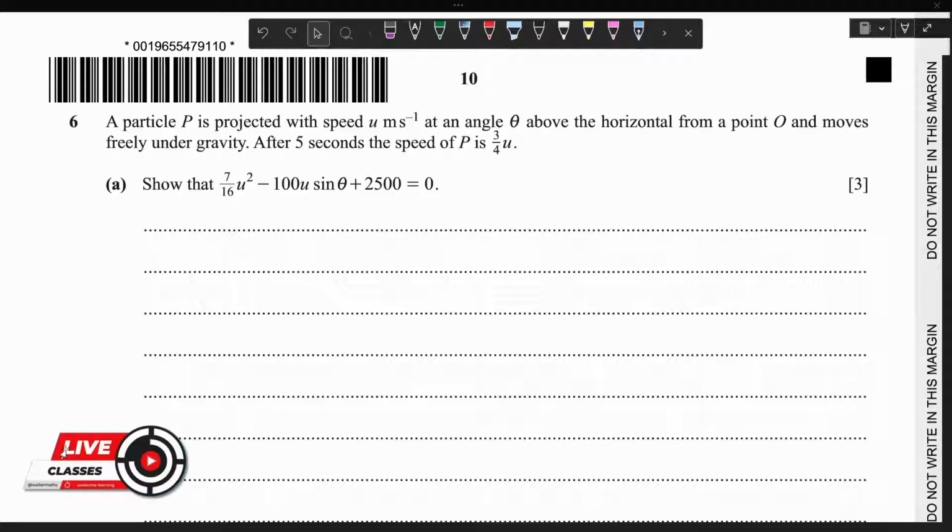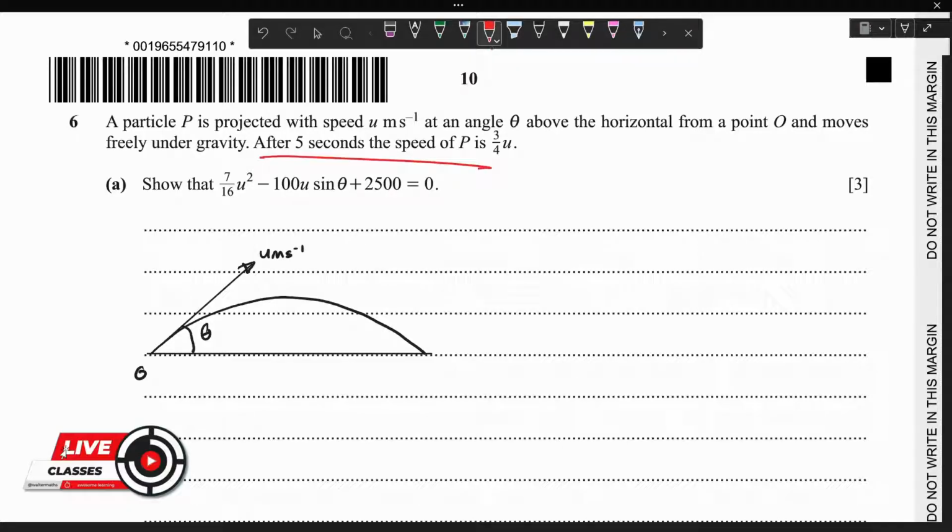All right, so here we can make a small illustration of what's going on. So we have a horizontal ground and a particle P being projected from a point O, with a speed of u meters per second, at an angle theta above the horizontal, and it moves freely under gravity. And they also say after 5 seconds, the speed of P, that's a very important part, is 3/4 of u.